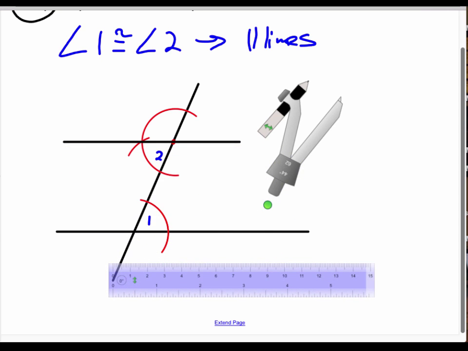Angle 1 is in fact congruent to angle 2 because that's how I constructed it. Therefore, those two lines are parallel. Let's label them so it makes sense. We'll call this one line L and line M. So we would say that line L is parallel to line M. See how I did that?